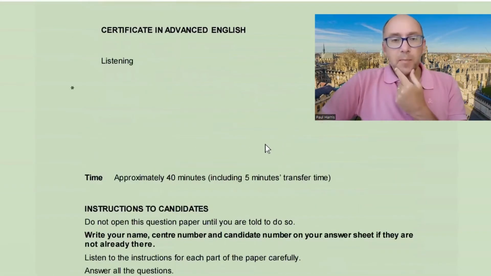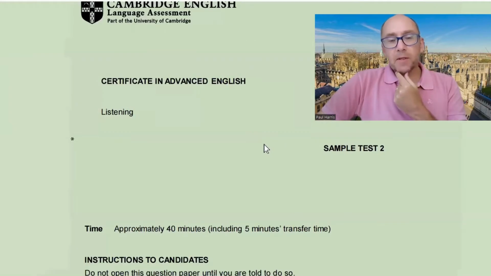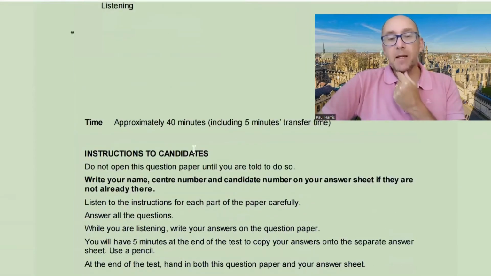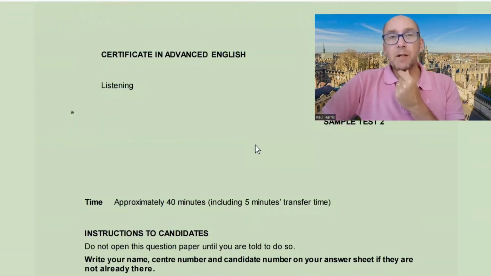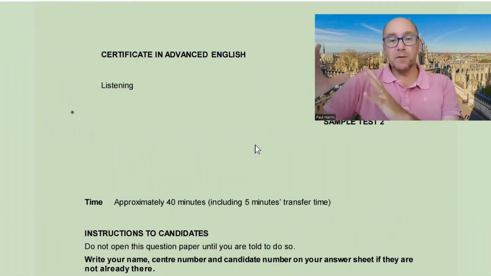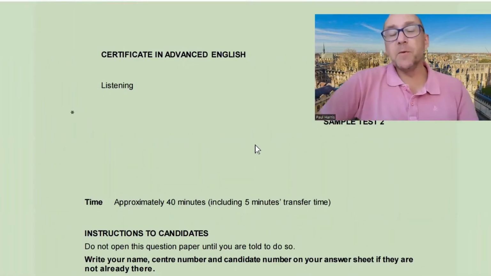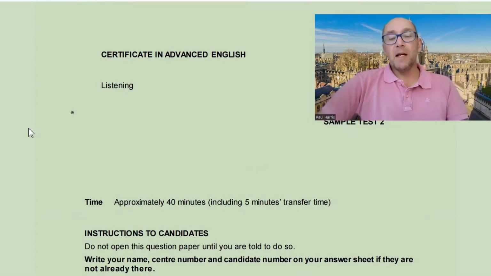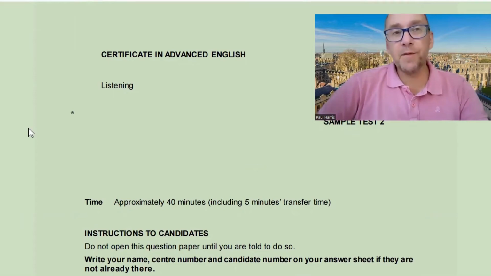So for the listening part of the exam, this is the last exam question, usually in the morning of the exam. By this time, people perhaps are a little bit tired. You've already done reading, use of English, and writing. You get to the last paper in the morning. Typically, it's listening. It's important here to focus.